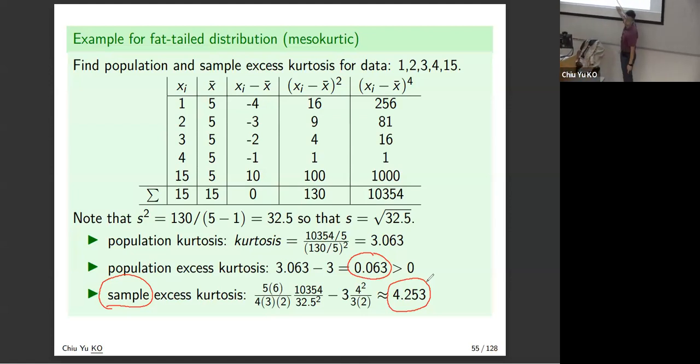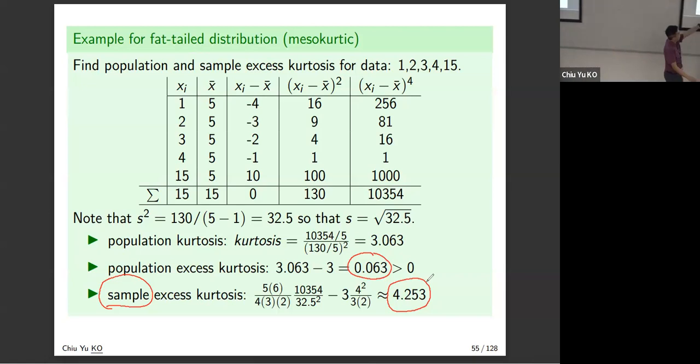Minus 3? But then for the sample one, why do we have to adjust for 3 as well? Oh, this is the measure of sample excess kurtosis, so you can use it directly. The adjustment factor is to adjust the sample to fit better. Because as I told you, you cannot actually use the simple version to measure. Because minus 3 is not appropriate, you have to adjust in this way.